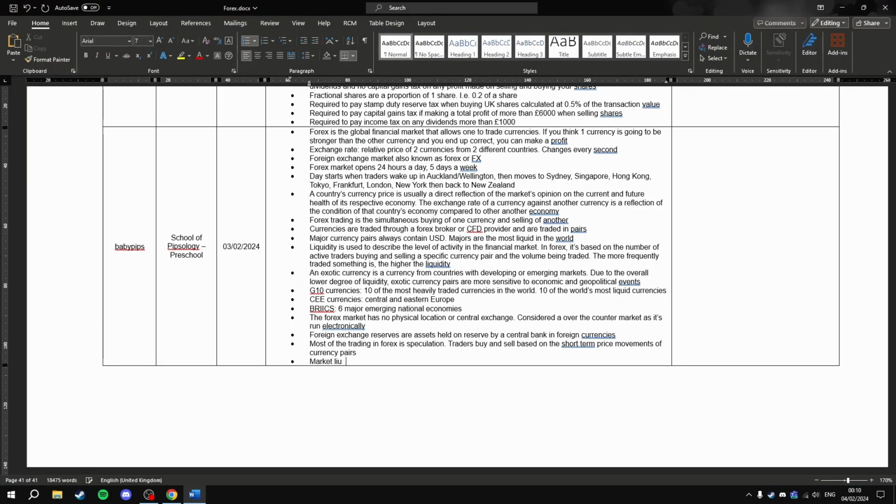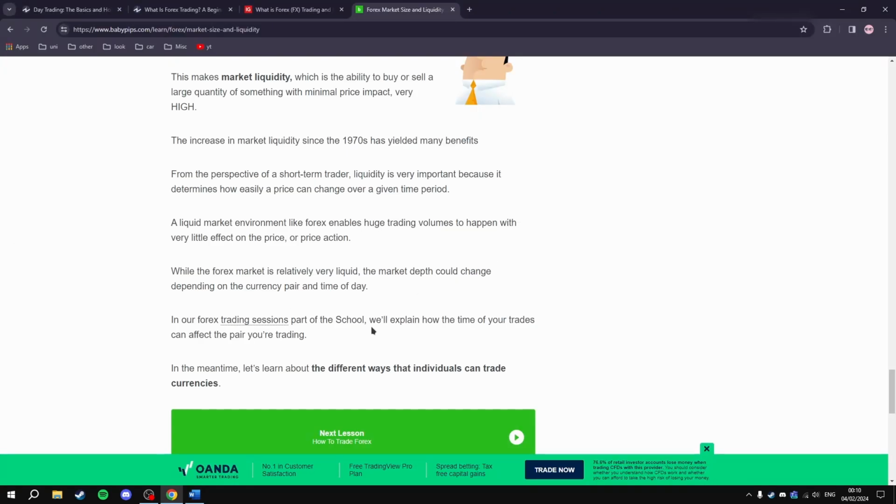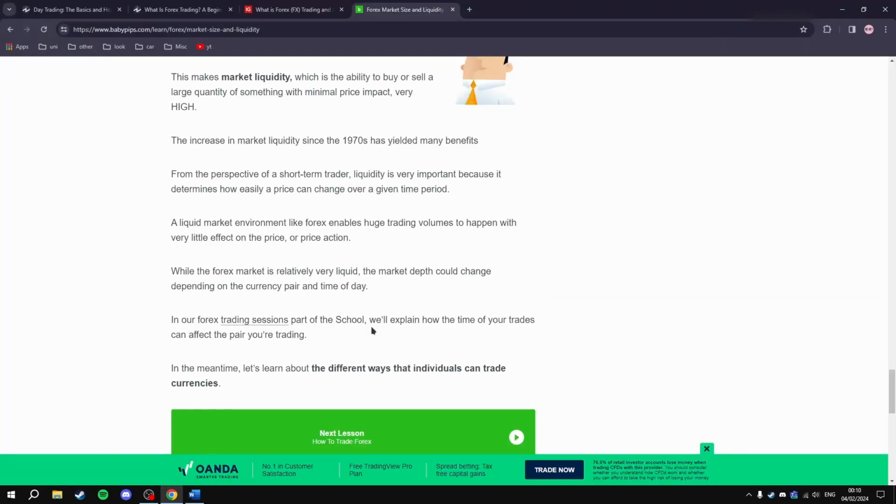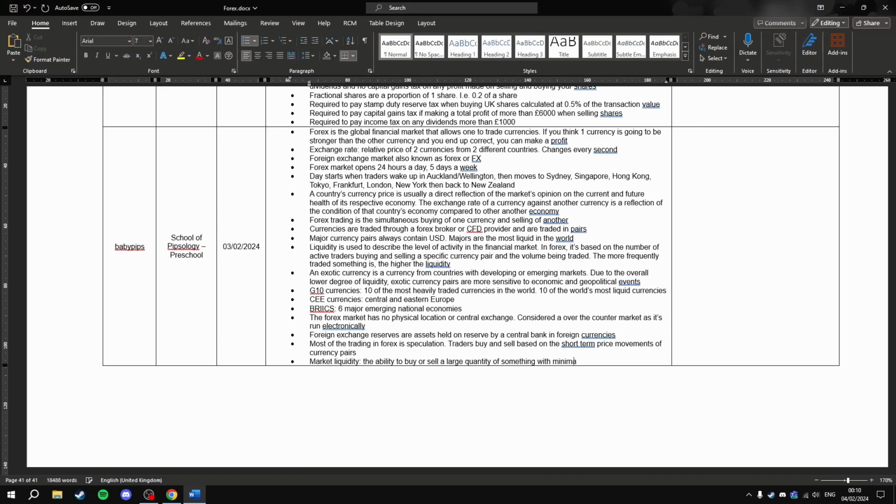So market liquidity, which is the ability to buy or sell a large quantity of something with minimal price impact.